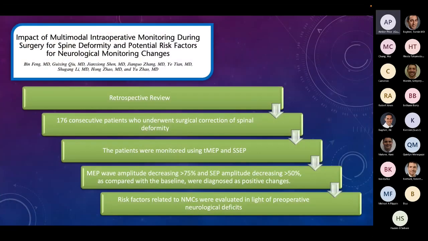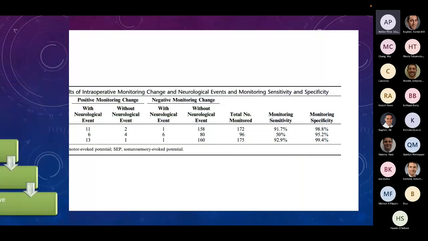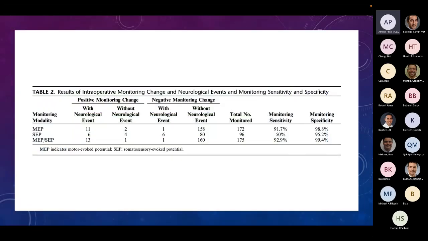So what about in the world of deformity? This was a study, a retrospective review, 176 patients. They monitored using MEPs and SSEPs, and those were the criteria that they used. So they used amplitude 75% and 50% for SSEPs to be considered positive changes. And then they looked at postoperative neurological deficits. So again, this just shows the specificity and sensitivity of the MEP and SSEP monitoring when you looked at them separated versus together. So again, together is better.